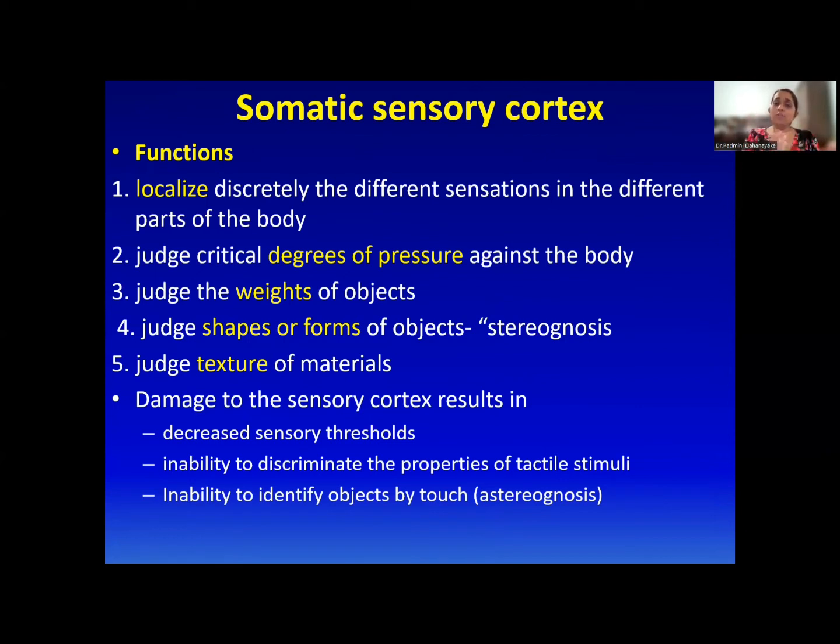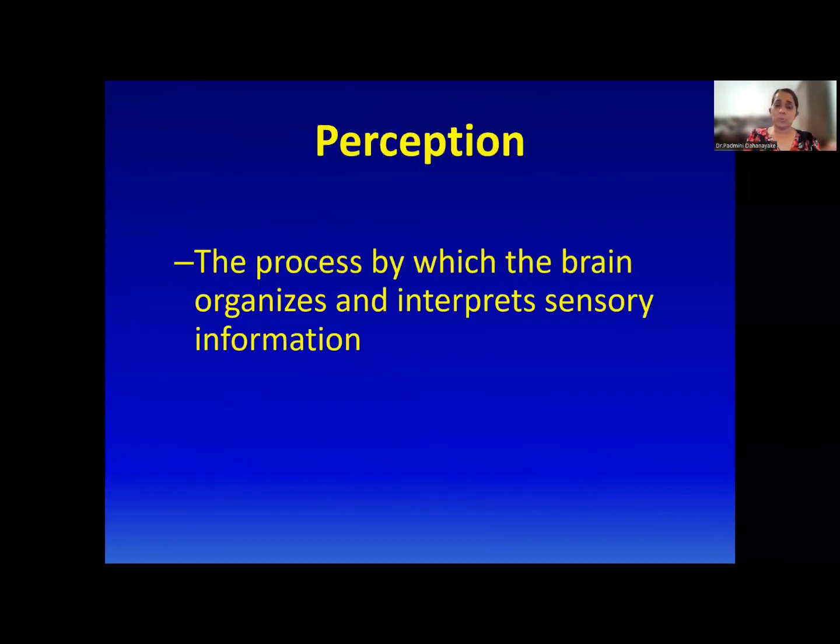Shapes and form of the object, that is a phenomenon known as stereognosis, that is a higher sensation. And judge the texture of materials, whether it is soft or very rough. And if you have damage to the sensory cortex, it will result in decreased sensory threshold, and you can't discriminate the properties of tactile stimuli, and there is inability to identify objects by touch, that is known as astereognosis. Okay, right. Now, I think we have done 90%, most of the parts of these ascending pathways, and we have learned some features about your somatosensory cortex as well.